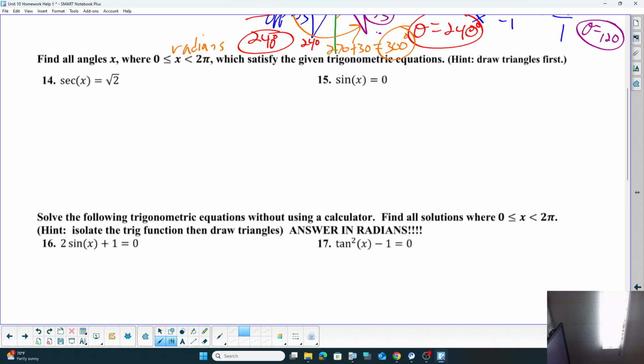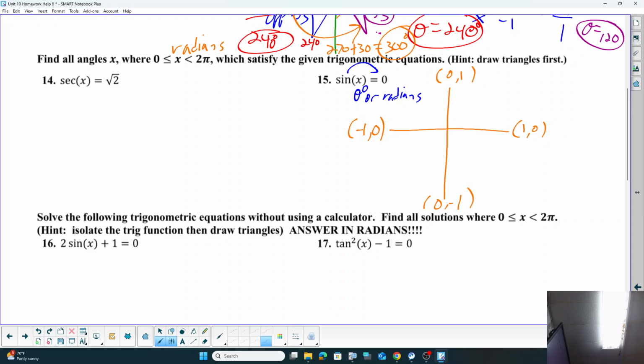So this is saying sine of x equals 0. Well, let's see how this works. So this is 1, 0, 0, 1. This is 0, 0, 0, negative 1. This is negative 1, 0. And so we want to know what angles, what degrees, or even radians, where sine equals 0. So sine is the y value.